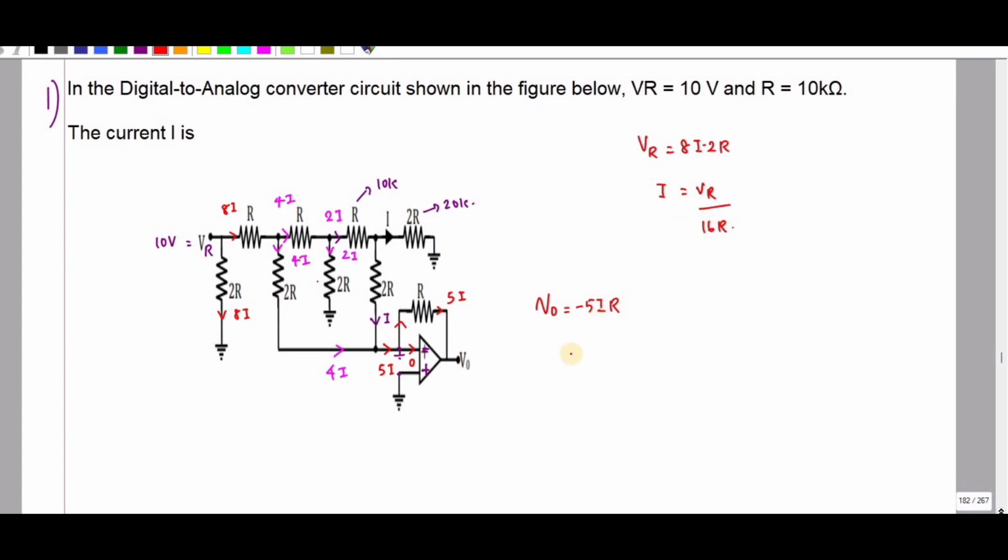So I substitute here, minus 5R into VR divided by 16R. So R gets cancelled out. So you will get minus 5. What is the value of VR? VR is nothing but 10. So you will get 50 divided by 16. That is nothing but minus 25 divided by 8.